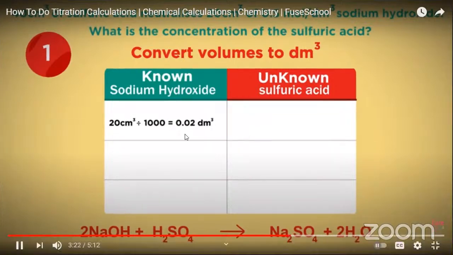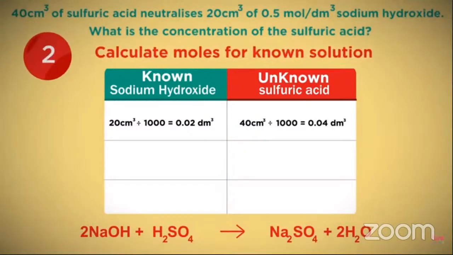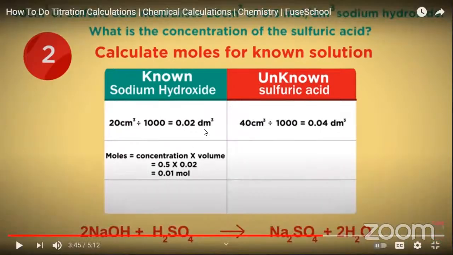20 divided by 1000 equals 0.02 cubic decimeters. 40 cubic centimeters divided by 1000 equals 0.04 cubic decimeters. Now calculate the moles for the known solution, sodium hydroxide. The number of moles for sodium hydroxide equals 0.5 multiplied by 0.02, which equals 0.01 mole. So, Irani, that was your answer, right? Yes, sir, it was. Okay, good.